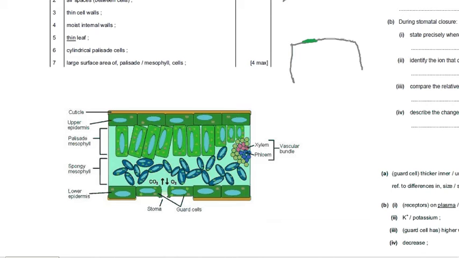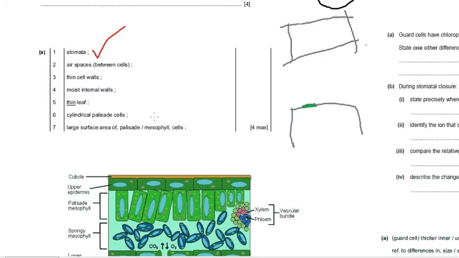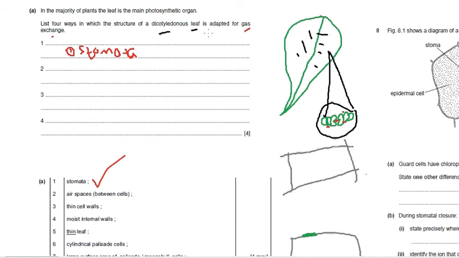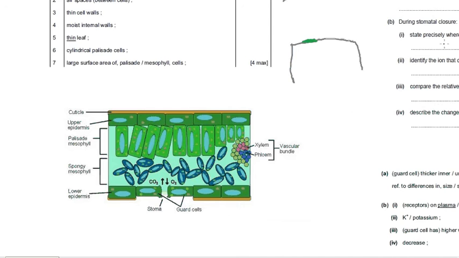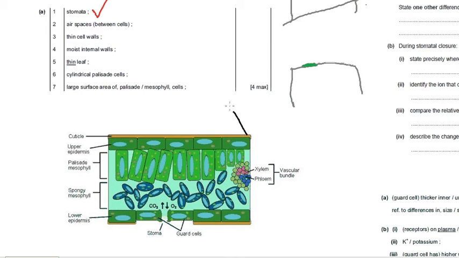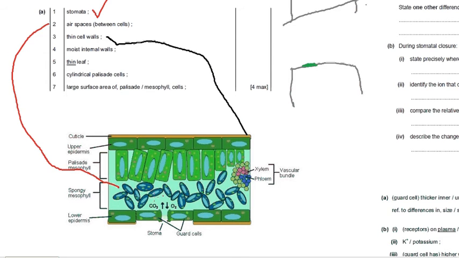So let's see how the arrangement is. The question: the structure of the dicotyledonous leaf is adapted for gaseous exchange. How is it adapted? We can see from this diagram. It has a thin cell wall, as you can see. It has air spaces here. This whole region, these all are air spaces. This one also. Then we have stomata. Now stomata is this one, and then we have a thin leaf.